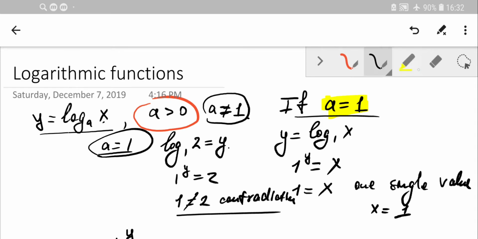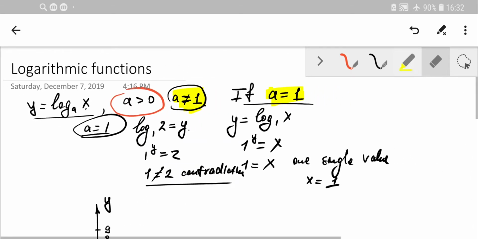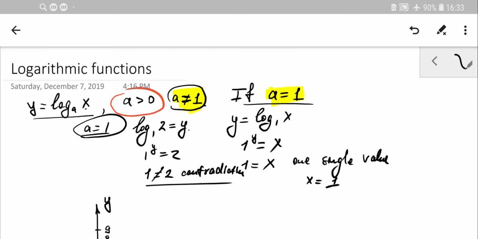So for 1, it doesn't make any sense. So a is not equal to 1. Okay, so we just proved that. Hope you understand, and we'll move on. So why is a more than 0? Because if it's negative, depending on the y value, there might be positive and negative values for x. And that's actually impossible, because x should be strictly more than 0 as well. So that's why you have a more than 0 and a not equal to 1.